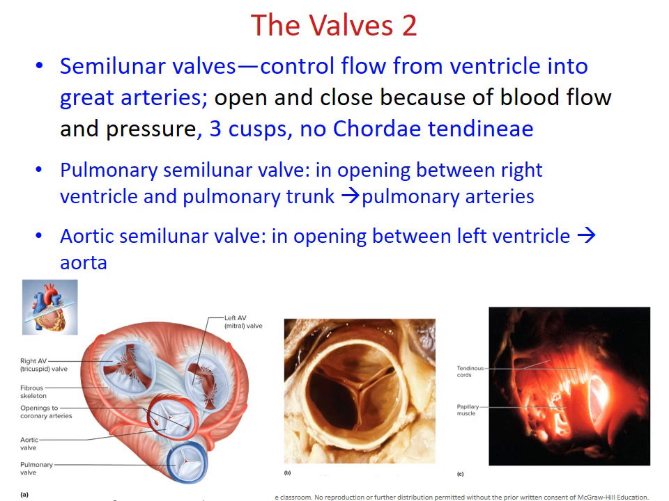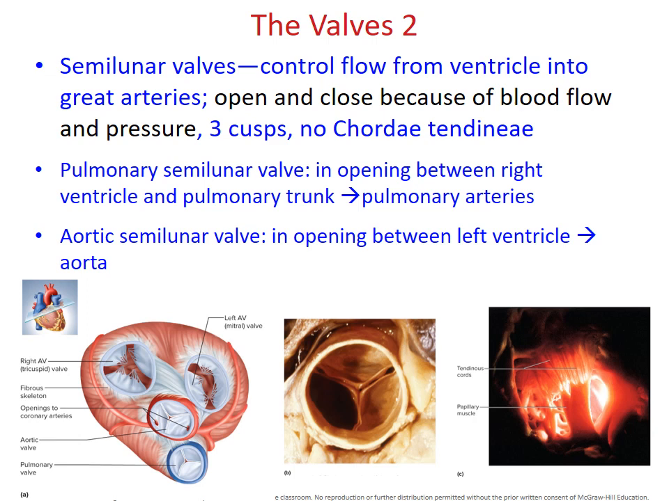The pulmonary semilunar valve will be on the pulmonary side, which means it will be on the right side of the heart, and it will regulate movement from the right ventricle into the pulmonary trunk, which leads us to the pulmonary arteries. So this will help regulate blood as it's flowing out of the ventricles to the outside of the heart. The aortic semilunar valve is going to regulate the opening on the left side of the heart, and it is going to regulate movement between the left ventricle and the aorta.